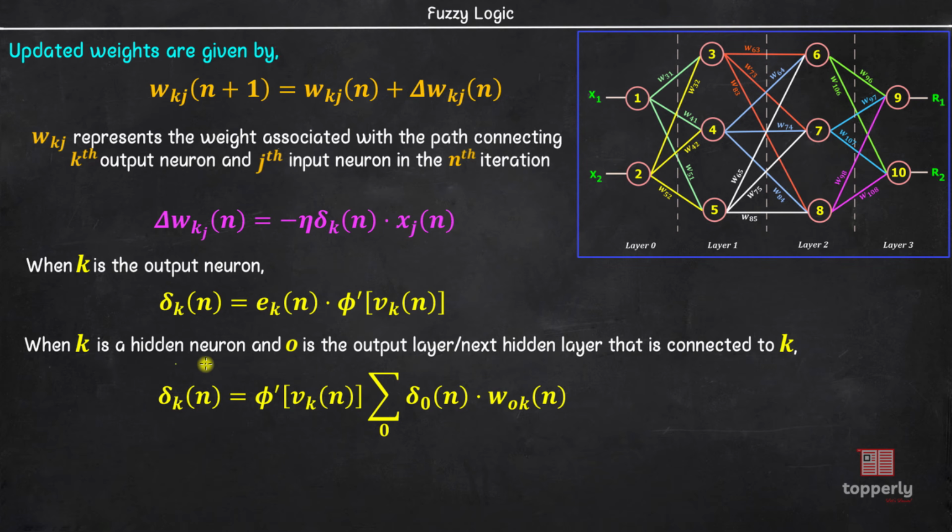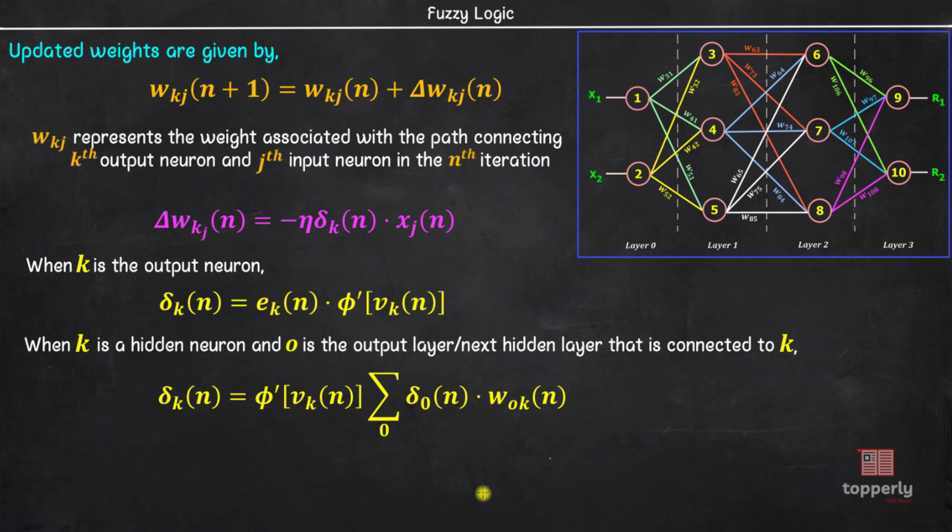But when k is a hidden neuron and O is the output layer or next hidden layer that is connected to k, then the equation for delta k of n changes. Delta k of n is now equal to phi dash vk of n into sigma delta O of n into wok of n. Now I understand that I have put out a lot of equations here. So please watch through lectures 11 to 13 of our artificial neural network to understand them properly. To explain all of them here is beyond the scope of this video.